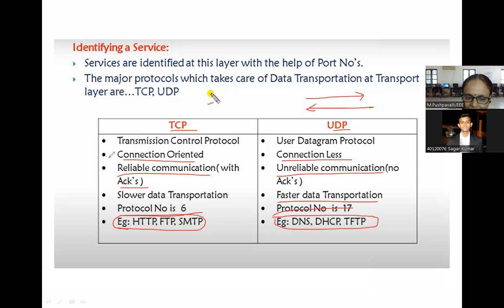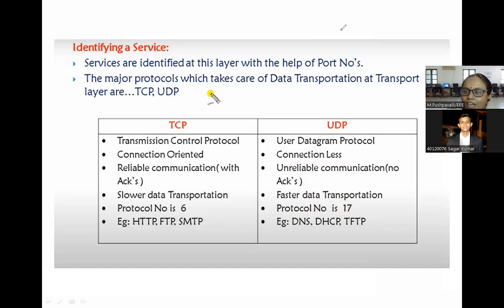But you understand these are the two major points. TCP is connection oriented, and UDP is connectionless and unreliable communication without any acknowledgement. This is my first job of the transport layer, that is identifying a service, whether it is TCP or UDP, because you all know services are identified with the help of port numbers. For each port number, we can say this will be supported by TCP and this will be supported by UDP.